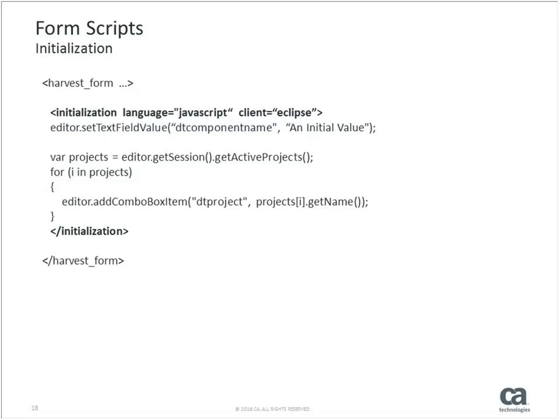If you see, the editor object is already available in the tag, and there is a DT component, a value which we are initializing with an initial value. Through the editor object, we are getting the Harvest session, and with the session object we are getting all the projects, and once we get the projects, we add them to the combo. This is done by default at the time of form initialization itself. Whenever you open the form, this code gets executed.